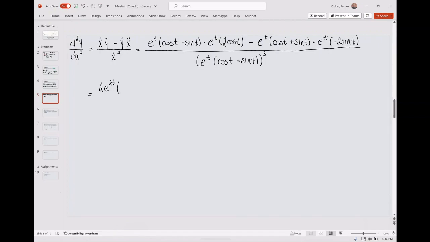Then we're going to be left with, if we look at this first term, just cosine distributed through, right? Cosine squared minus cosine times sine. That's the first term. Notice that this minus is going to become a plus, right? Because we have that negative.